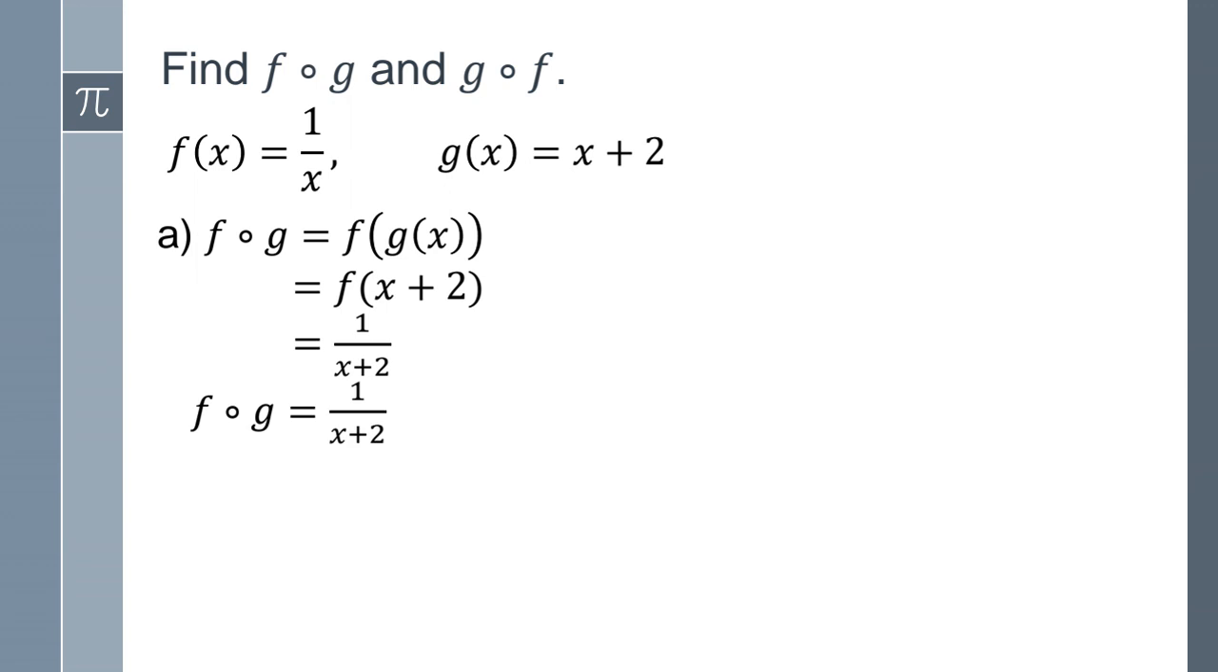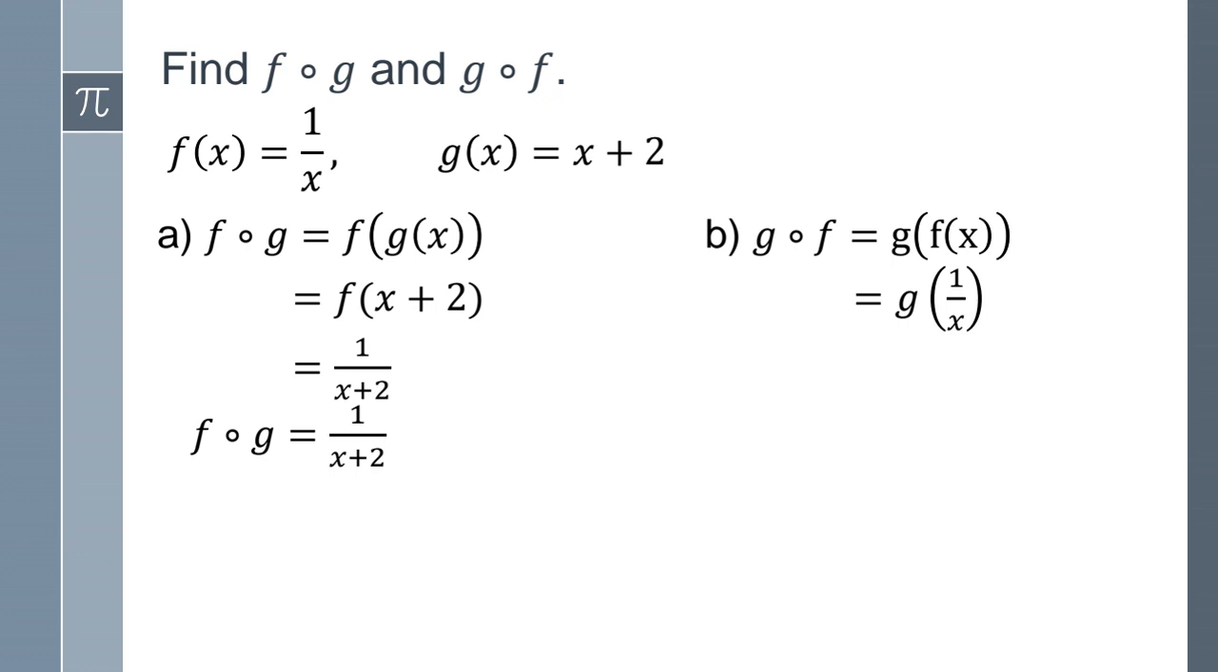Okay, now this is part B. I'm going to find g of f. So I'm going to go right to my g function, and I'm going to plug in 1 over x for every x on my g function. So I'm going to plug that in right there where the x is. Okay, so I plug it in there, so it's going to give us 1 over x times x plus 2.